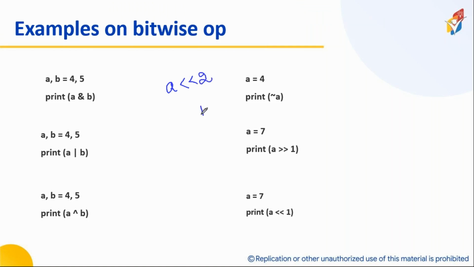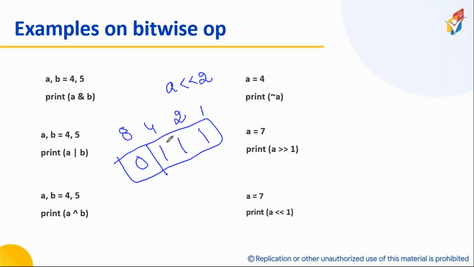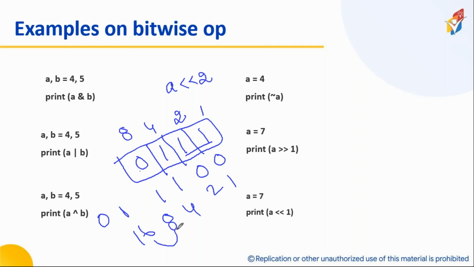How will it be done? 1, 2, 4, 8. A means 1, 1, 1, 0. Now, what I am doing here, I am shifting this data two bits left. This 0 will come out and this one will come out. Then these two ones are coming here and the two zeros will be added. 1, 2, 4, 8, 16. Now the total is 16 plus 8 plus 4, that's it, it is 28.